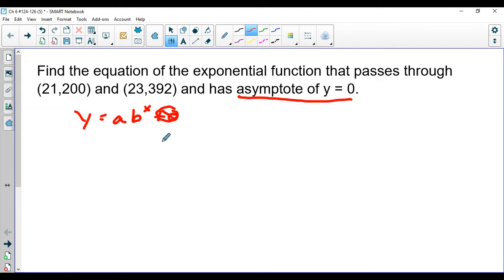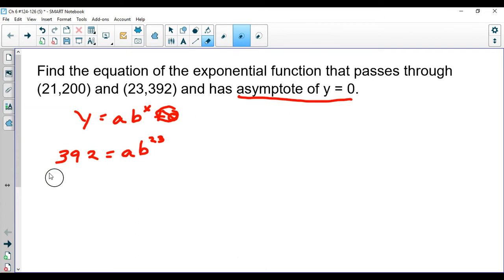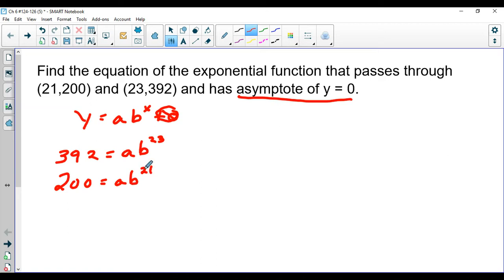And we talked about different strategies for this. One of them, though, was to plug in the values that we had for our ordered pair. So maybe I plugged 392 in for y. I plugged 23 in for x. And then the other point, I'm going to plug in 200 for y and 21 for x.